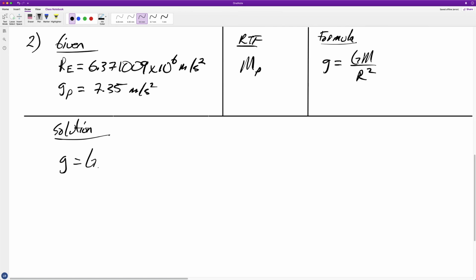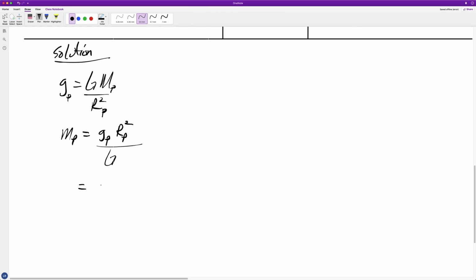Solution. So g is equal to big G, big M over r squared, and we'll add the subscript p's. So isolating for M, we get M_p is equal to g_p times the radius of our planet squared divided by big G. However, this planet is 2/3 of Earth's radius. So now we can substitute our values in.